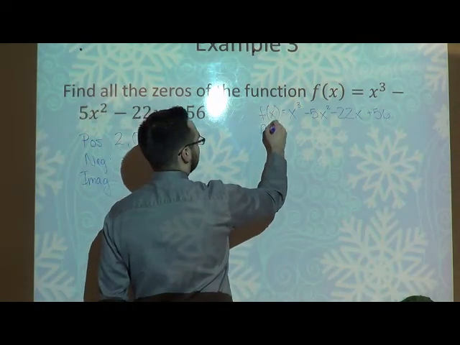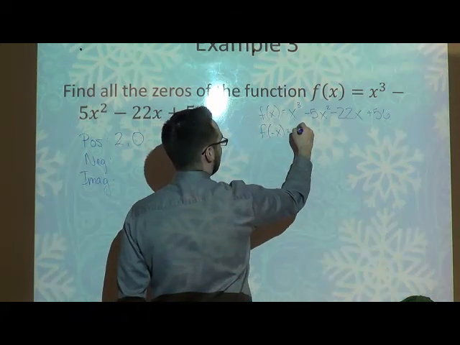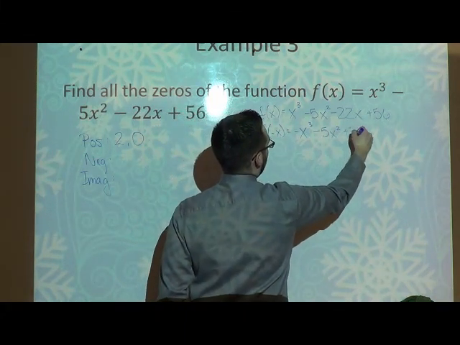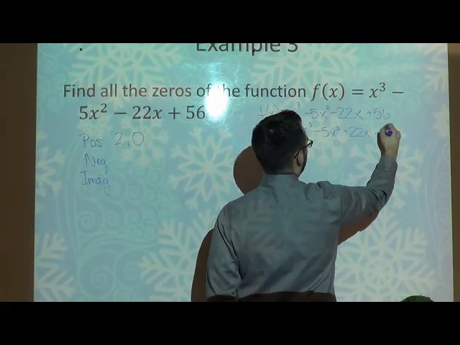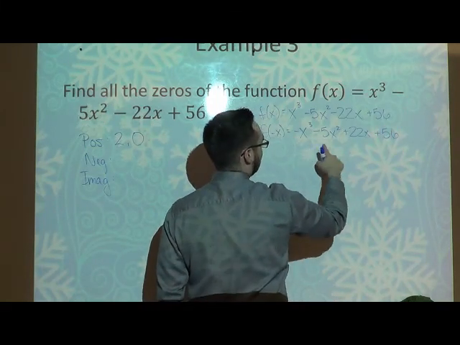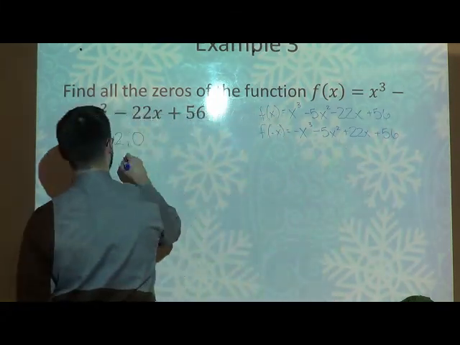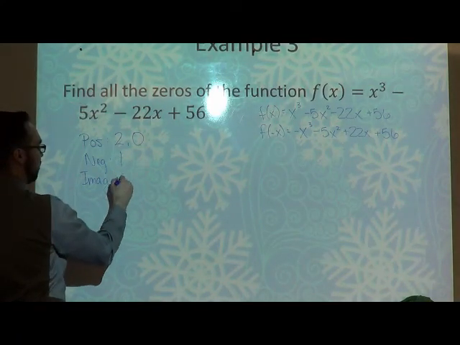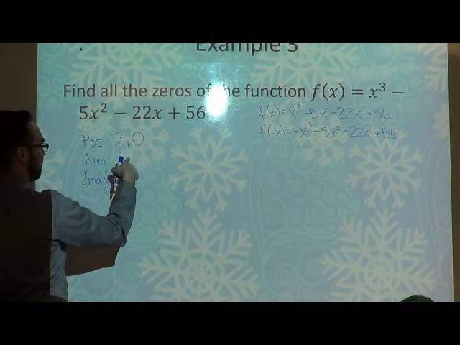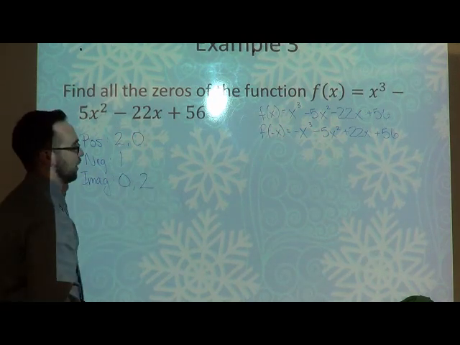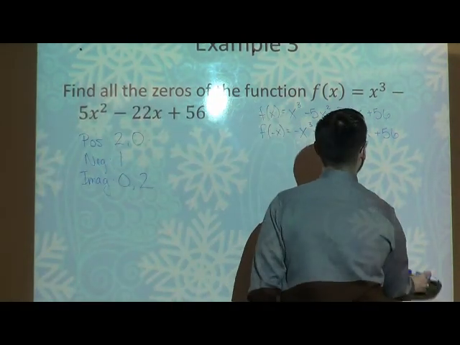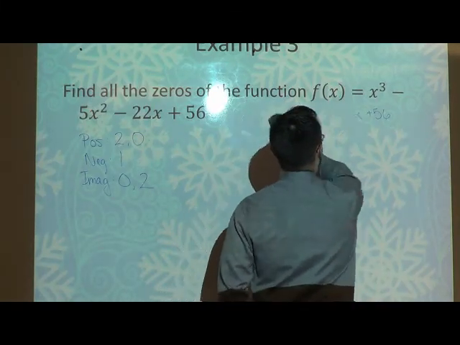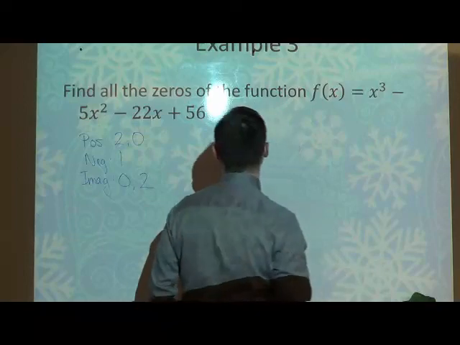When I rewrite that, we get negative x cubed minus 5x squared plus 22x plus 56. We only have one sign change here. So that means we're guaranteed to have a negative. So we either have 2 positive, 1 negative, and no imaginary, or 0 positive, 1 negative, and 2 imaginary. Okay, so I can get rid of those because I don't need them together anymore.